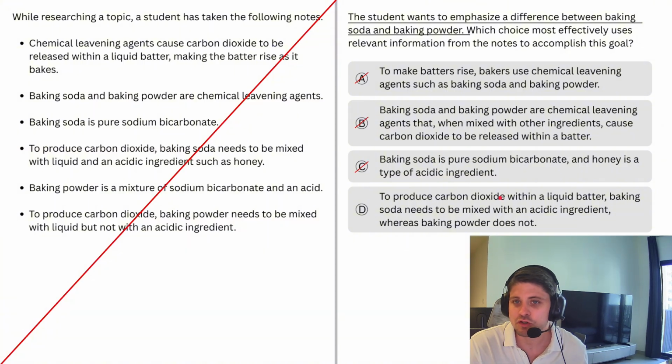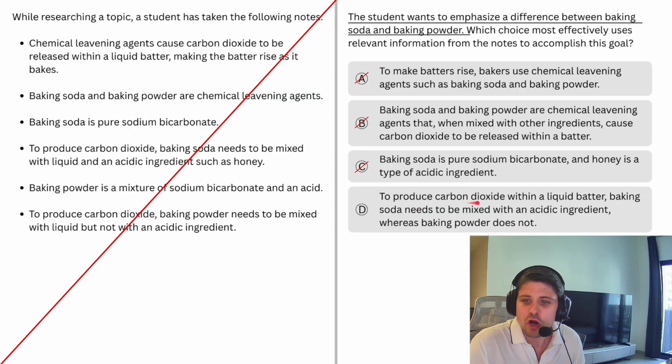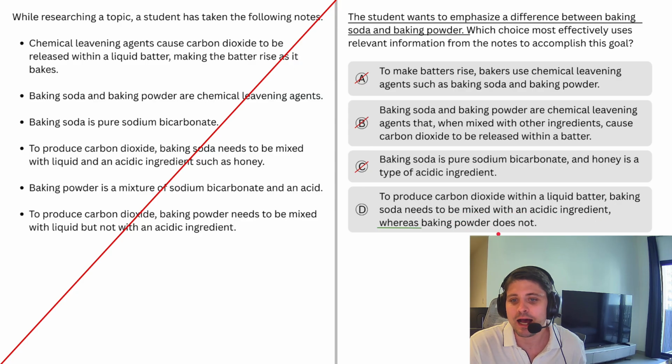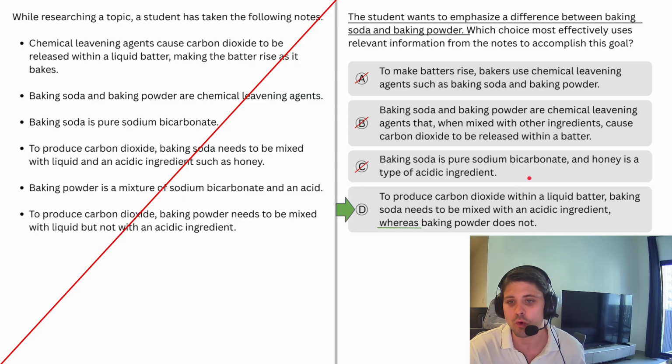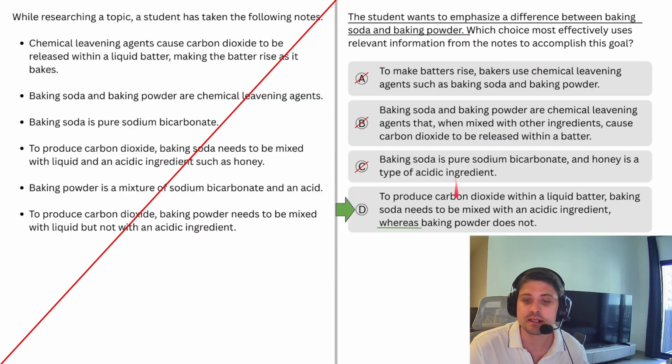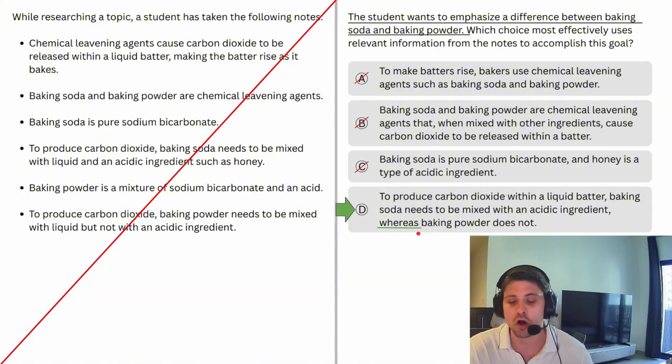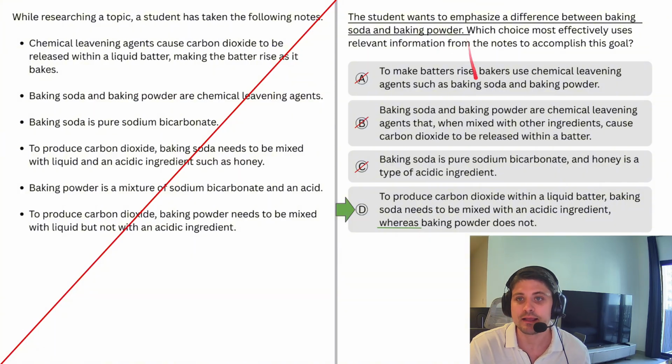However, let's read it just to show you what they do. To produce carbon dioxide with a liquid batter, baking soda needs to be mixed with an acidic ingredient, whereas baking powder does not. Aha, whereas. That's the key. The SAT, it's always giving you hints. The question is, can you find the hint? If you know how to locate those hints, you're much more likely to get the answer correct. And that's the only one that mentions both baking soda and baking powder, and also gives me a difference. Whereas is used to show contrast, and that's the answer. That can be answered very quickly.